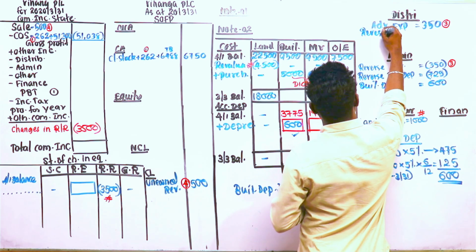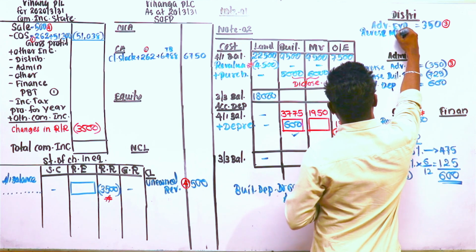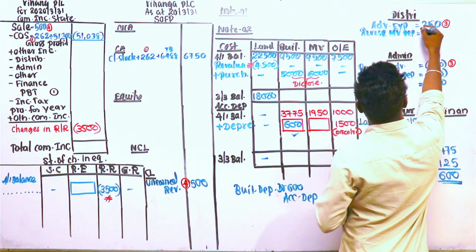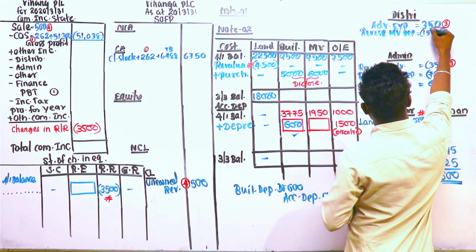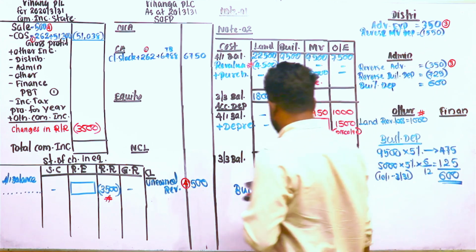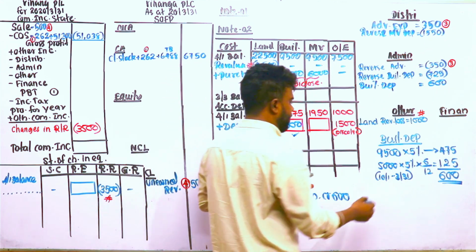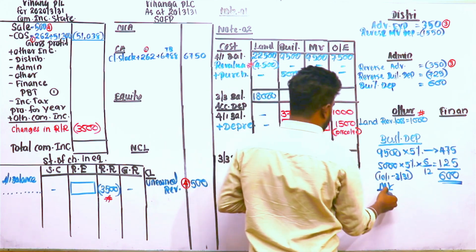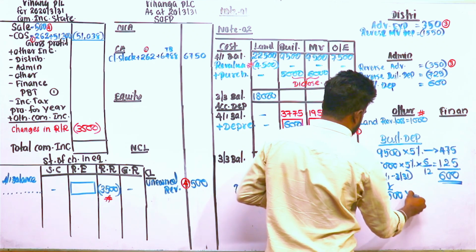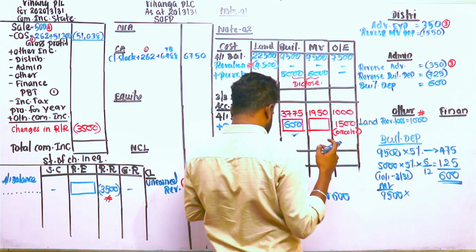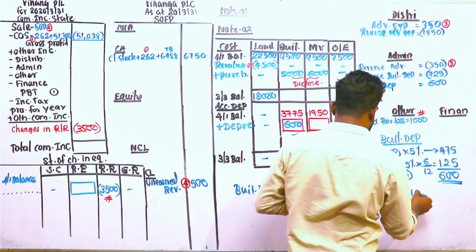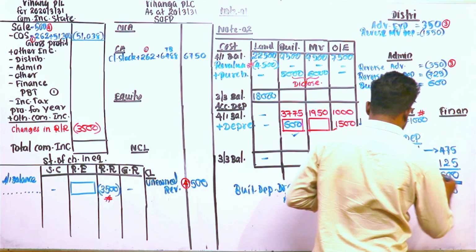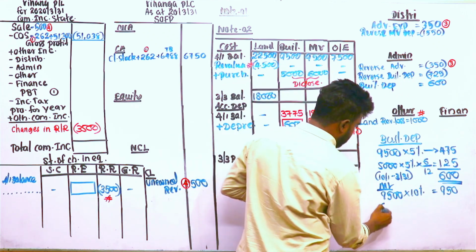Reverse motor vehicle depreciation 1,550. Now calculate the correct motor vehicle depreciation. Opening balance is 9,500, multiplied by the percentage, 10%, for the period gives 950. During the period purchase 6,000 at 10%.